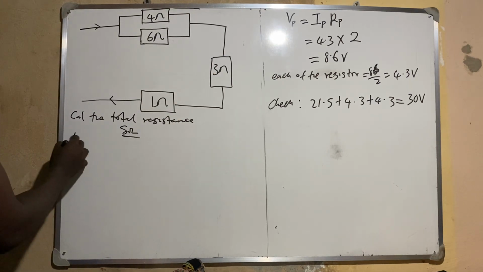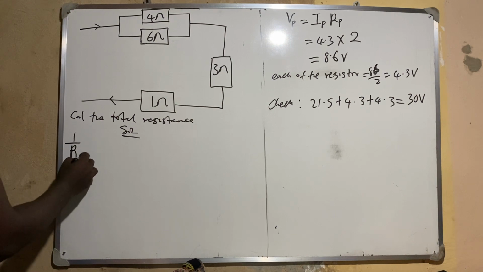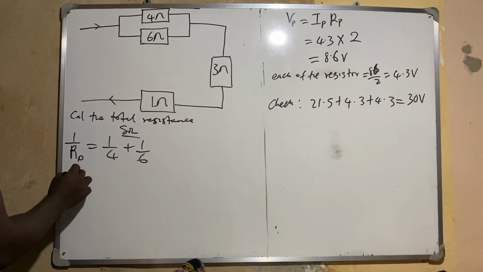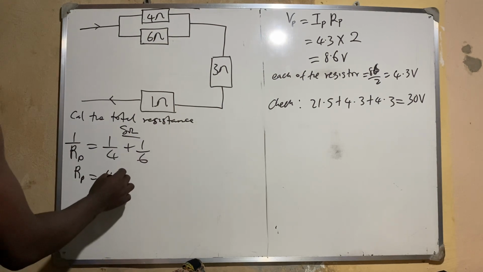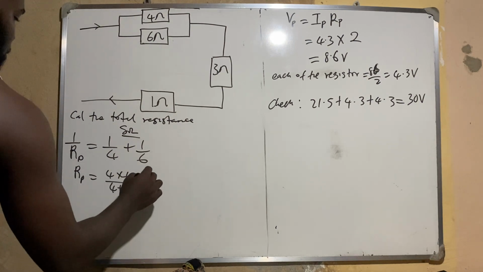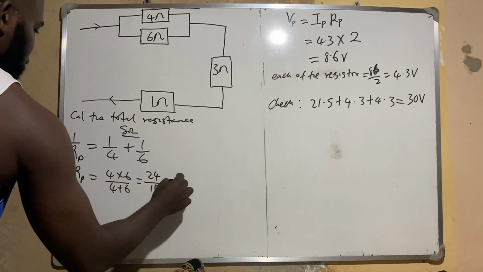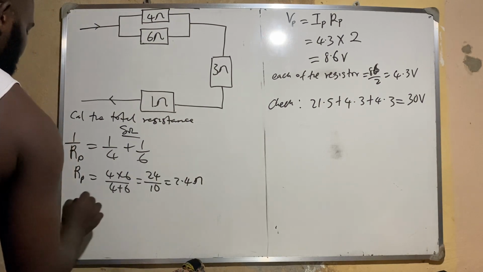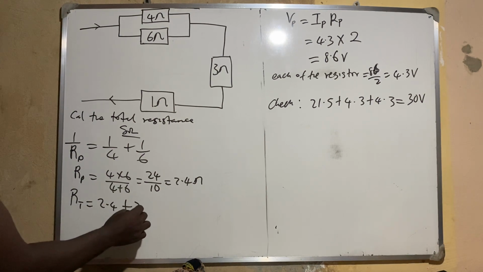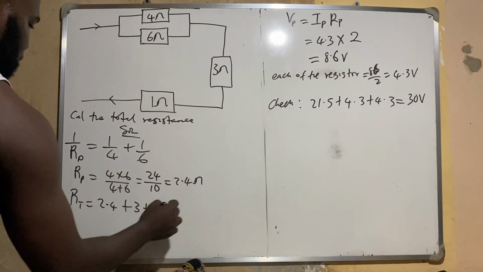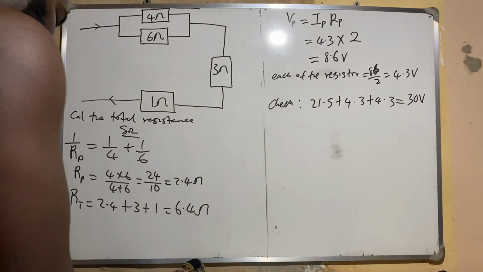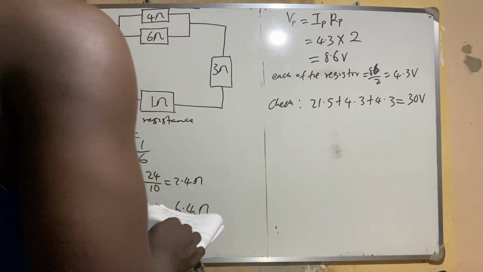For the one in parallel, 1 over R for parallel is equal to 1 over 4 plus 1 over 6. So R for parallel will now be 4 times 6 divided by 4 plus 6. 4 times 6 will give you 24 divided by 10, which is 2.4 ohms. So the R total will now be 2.4 plus 3 plus 1, which is 6.4 ohms. Okay, very, very simple to calculate.